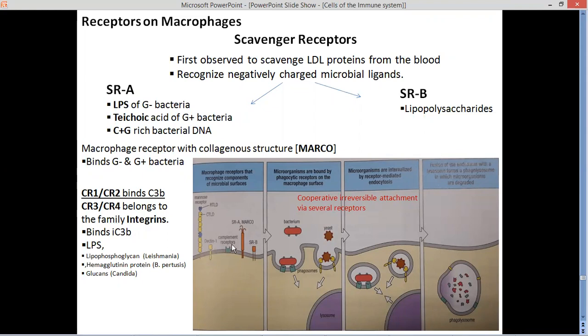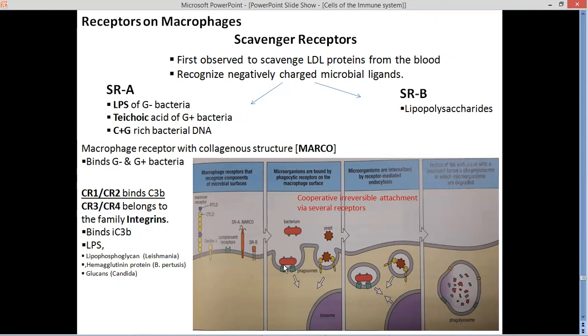Carbohydrates which are part of the membranes of pathogens. Similarly, these are the complement receptors. You can take it for CR1, CR2, CR3, or CR4. There are these different complement receptors present here. And this is MARCO. You see this triple helix structure here. It looks similar to SRA, and this is SRB, and other scavenger receptors.